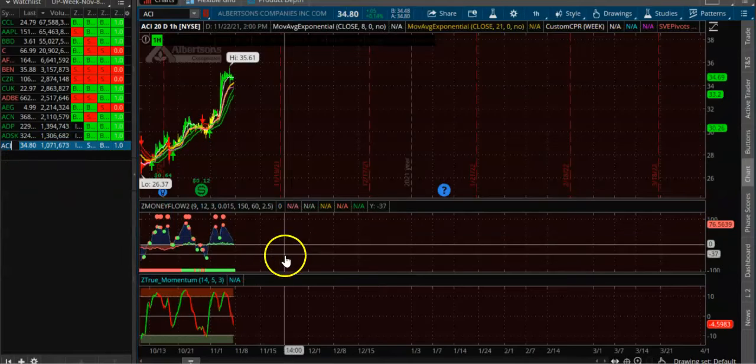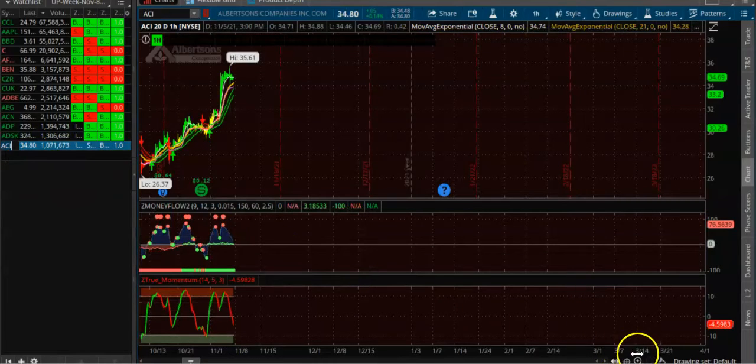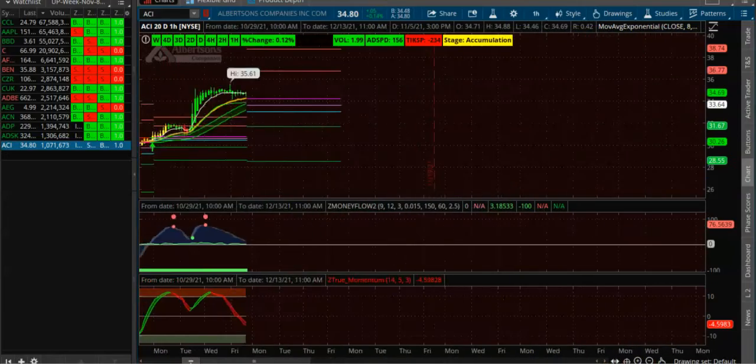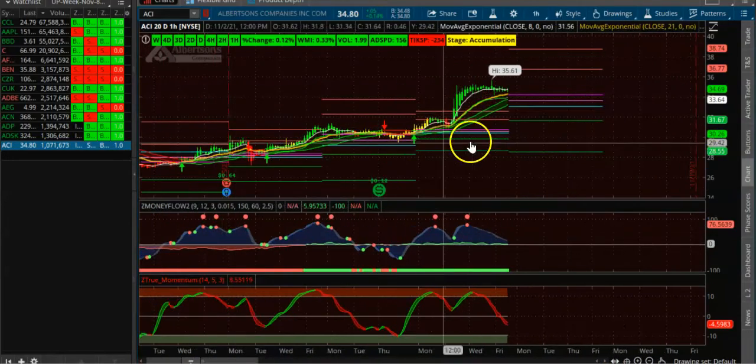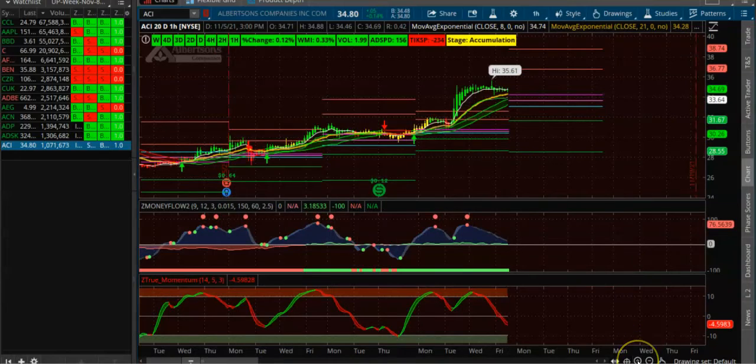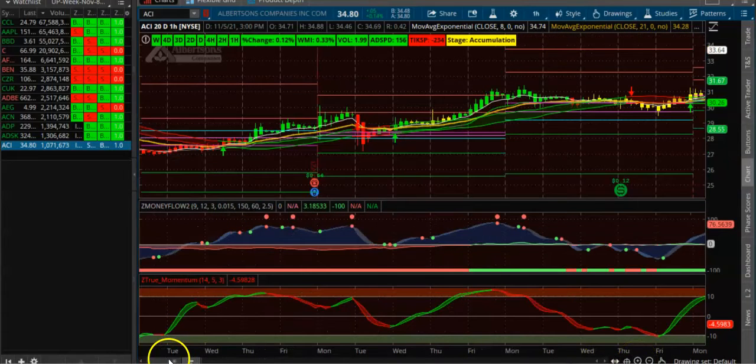ACI, Albertsons. Okay. So everything green here. So 1, 2, 3. So here also it's going to go. So hopefully it will go up tomorrow.